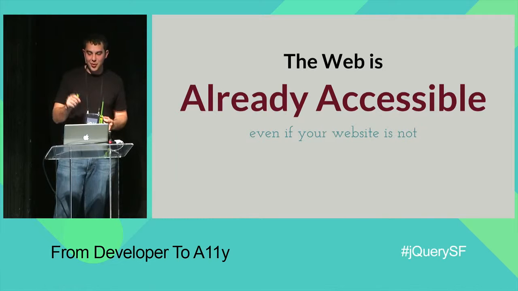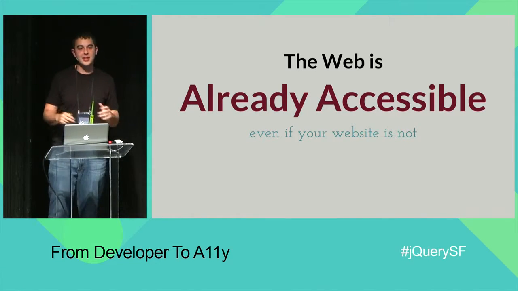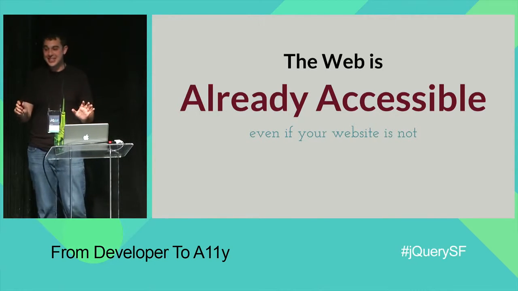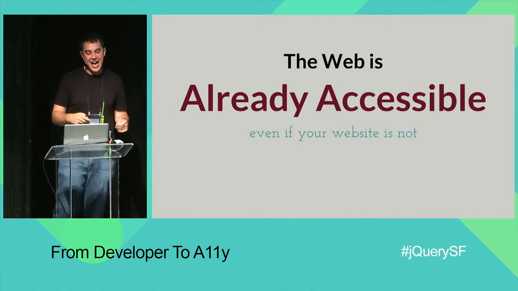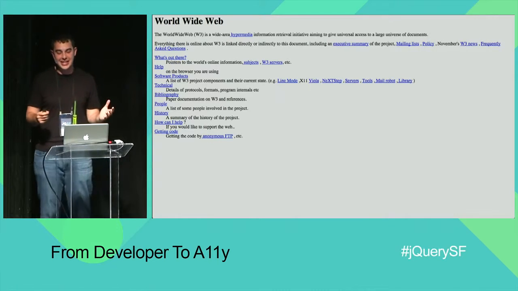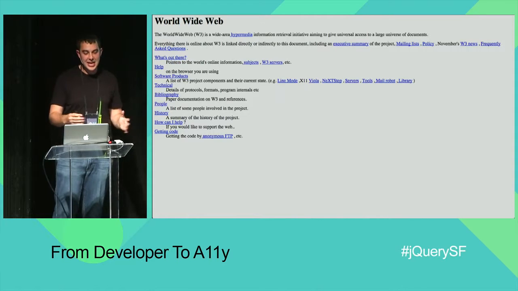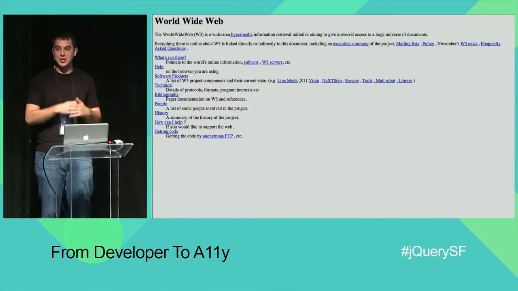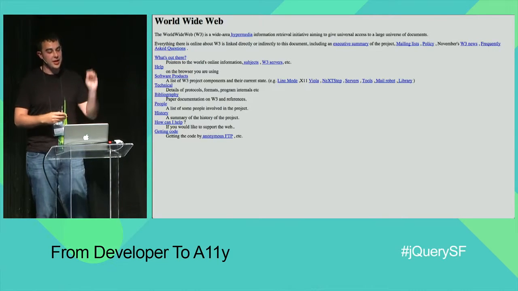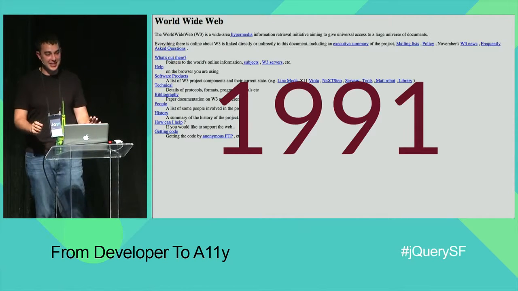A point I really wanted to drive home as I finish up is that the web is already accessible, even if your website is not accessible. And I don't mean this as an insult at all, it's just a reality. If we take the world's first web page, published by CERN in the early 90s, this is a very accessible web page. There's no CSS, there's semantic HTML, you can turn on a screen reader and it'll read the differences between those links and those paragraphs great. There's a heading, there's great content here. This is 1991 and this is fantastic.